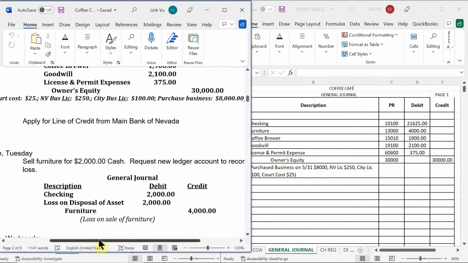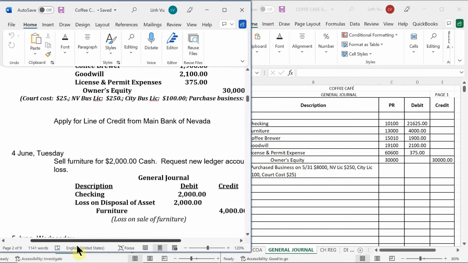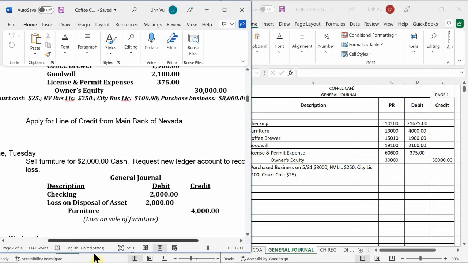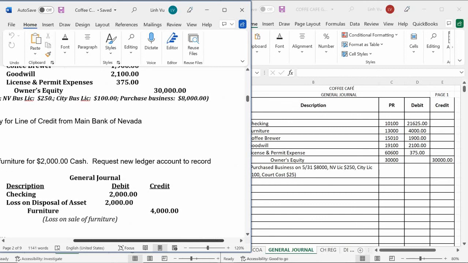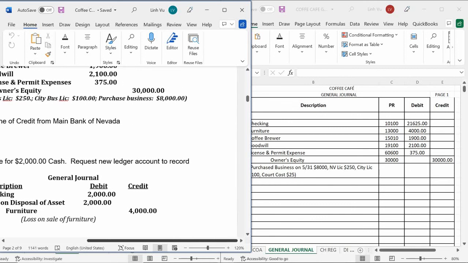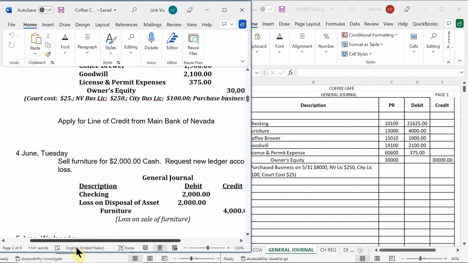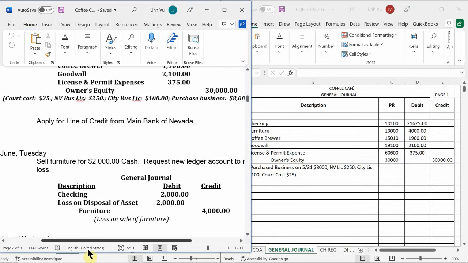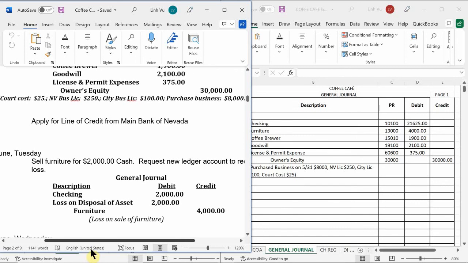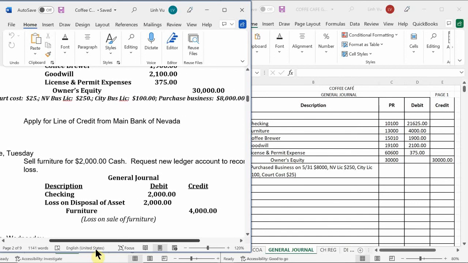Okay. So here's the next transaction here on June 4th, so same day. We end up selling our furniture for $2,000 cash, okay? And of course, we requested a new ledger account, to be called the loss on disposal. Because we got rid of the furniture, we end up selling it for $2,000. We sell all of it.